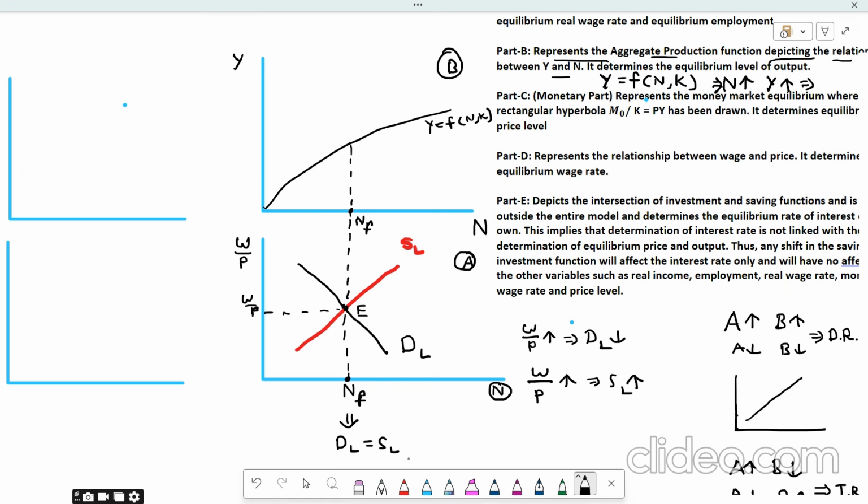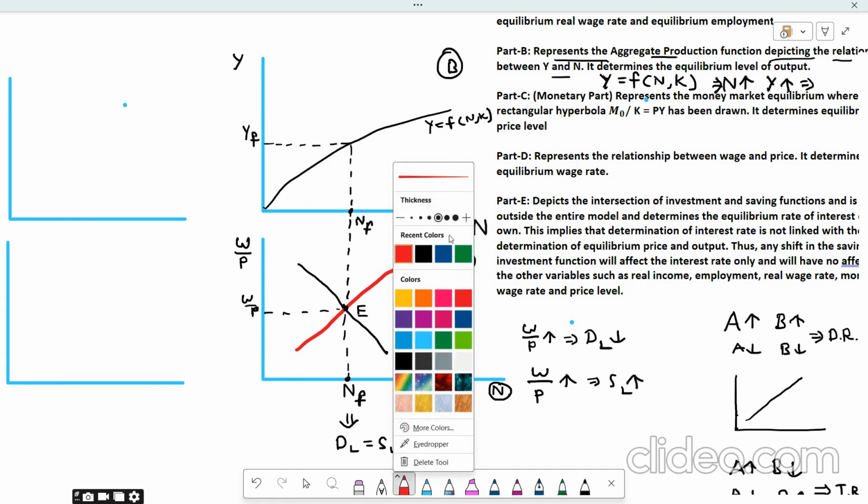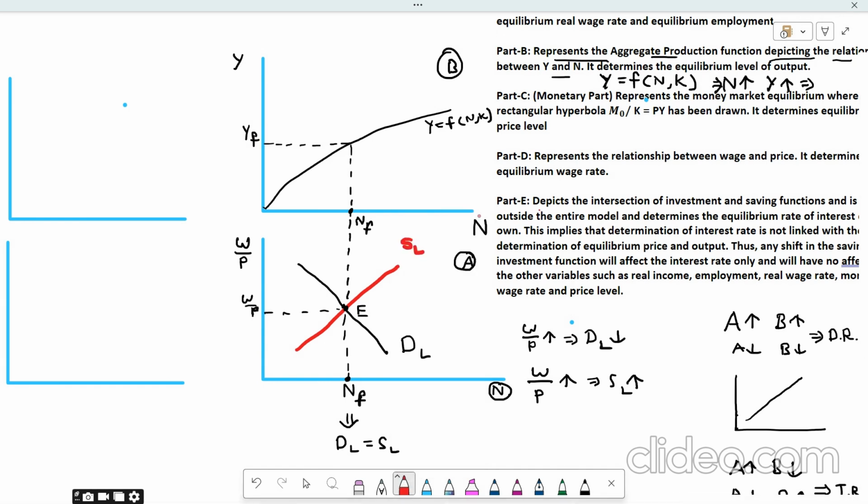Now if we go to the y axis, this will be the level of output. I am denoting it as YF. Why YF? Because this is the level of output at full employment level. That's why it is called YF, output at full employment. Okay, so part A and part B are clear.